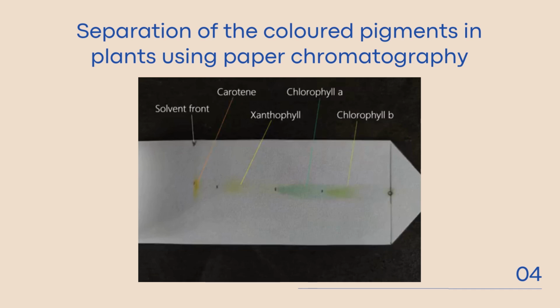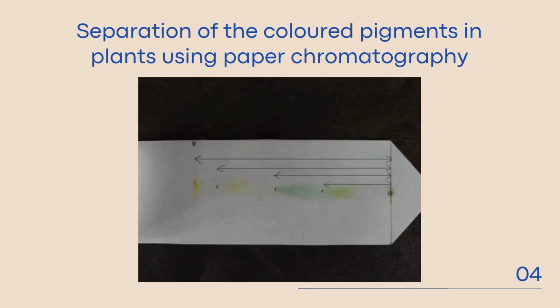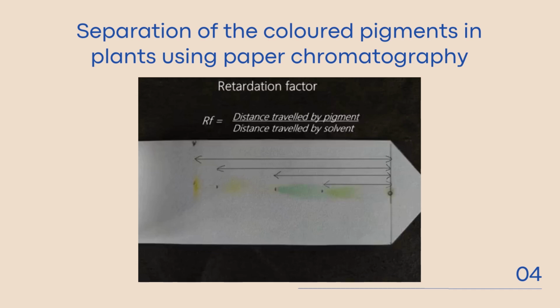and carotene. Additionally, you might obtain a 5th pigment, namely anthocyanin, if you have used leaves with reddish coloration. Using a scale, measure the distance traveled by each pigment and calculate the retardation factor, or RF, for each pigment using the formula RF equals distance traveled by pigment divided by distance traveled by solvent.